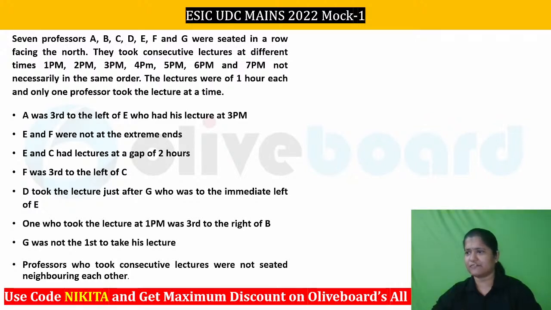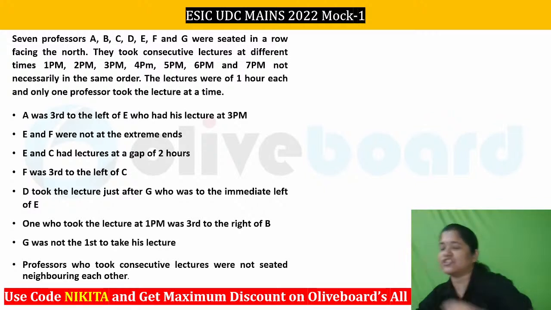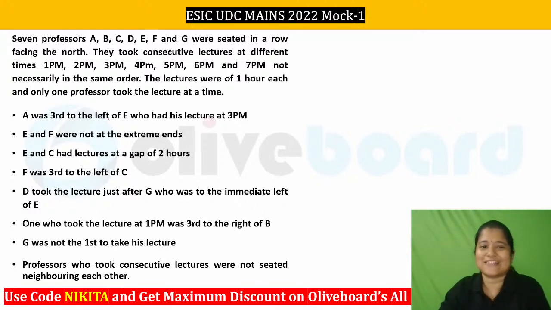Okay, we are having different arrangement: BD, AF, GEC, BFAC, GED. Chalo, let's quickly check it out, right? Let's see how this has to be done. So you can see there are 7 professors A to G who are seated in a row facing north. They took consecutive lectures at 1 p.m., 2 p.m., and so on till 7 p.m.